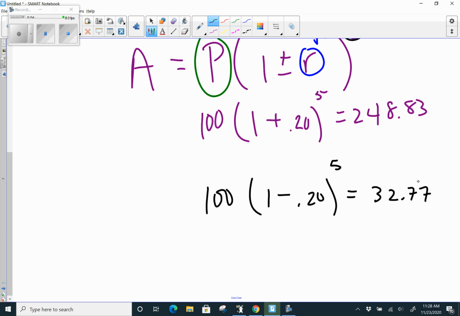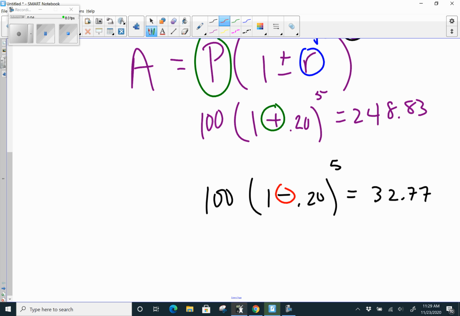$32.77. This is growth, and this is decay, right? $100 at a 20% increase for 5 years is almost $50 more. $100 at a decrease for 5 years is $70 less. The reason why we talked about it is because it either increases a lot over time or decreases a lot over time as well. So there's a big difference there.